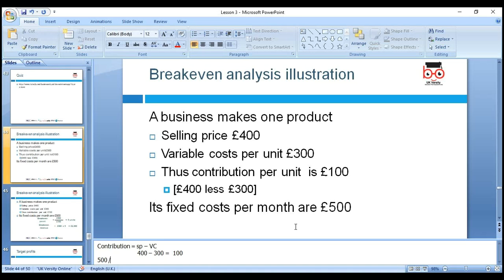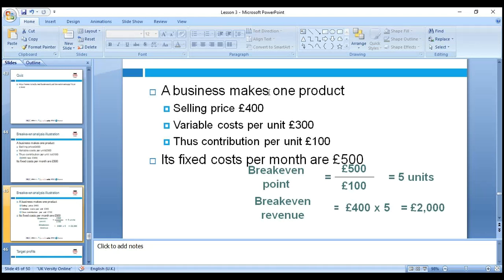500 per month, yes? Yes. 500 divided by 100. So I want to find break even in units, okay? So what will come? 5, yes? It means I should sell 5 units at this price, where I will meet both my fixed and variable costs. It means there won't be any profit.